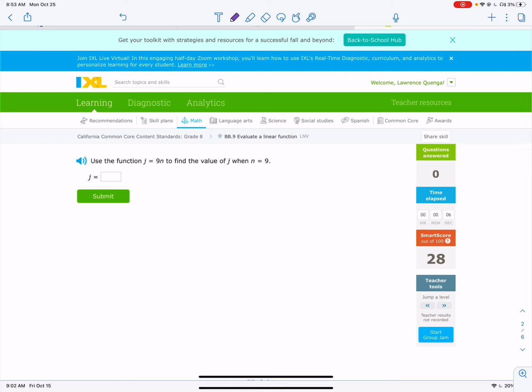One thing you need to remember is that when you see this 9n, that means that 9 is getting multiplied by n. So it says use the function j equals 9n to find the value of j when n equals 9. So I'm going to substitute 9 in for n on this equation. So now it'll be j equals 9 times, substitute 9 for n, so 9 times 9. And we know that 9 times 9 is 81. So our answer is 81. We just plug that right in there, and we would submit.